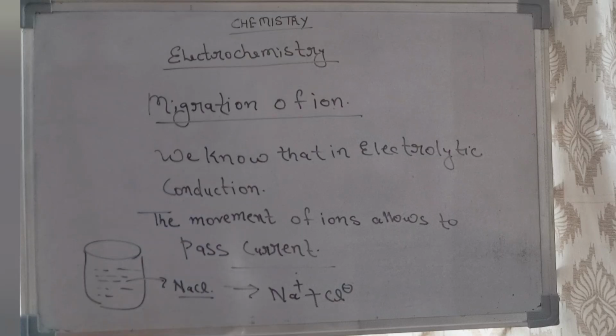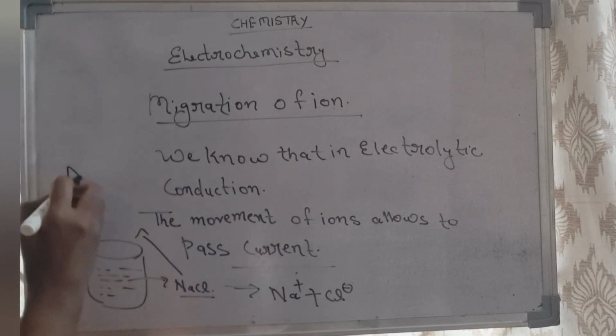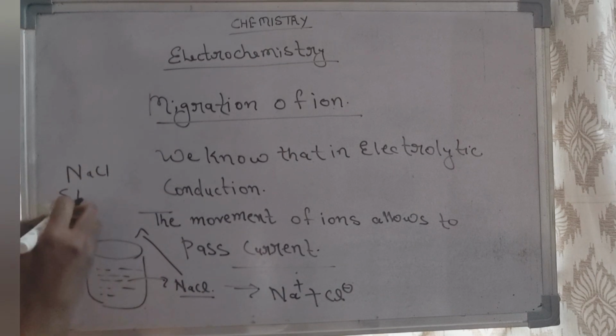So NaCl is a kind of electrolyte. What kind of electrolyte is it? It is a strong electrolyte. So write one point: NaCl is a strong electrolyte.